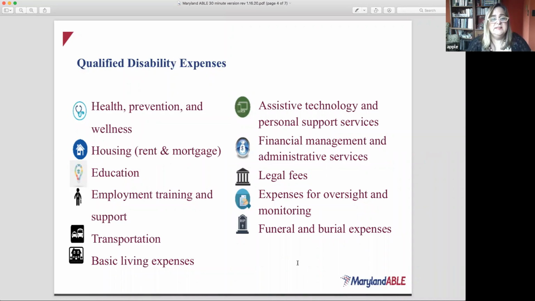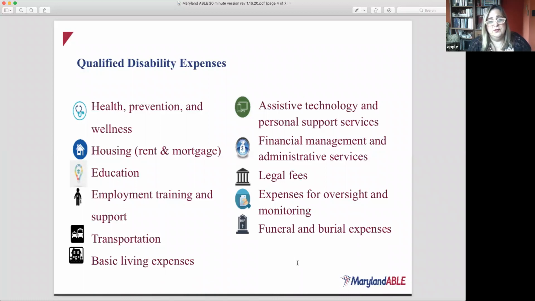But as you can see by looking at the slide, qualified disability expenses can range from all different types of topics. These are just categories that we've listed here. They're not specific examples, but I can go ahead and share some of those as we go along. As far as health and prevention, this could be a gym membership. Okay, it could be paying for medical or dental copays.